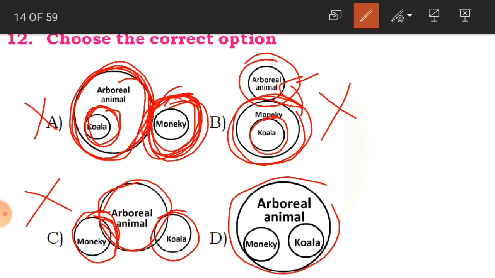And here, children, our big circle is named arboreal animal, and in that we can see two circles named monkey and koala, and this means that in the arboreal animal group, monkey and koala both can be named. In the sense, monkey and koala both belong to arboreal animals. So this is the right option. Clear, children? Arboreal animals means both monkey and also koala, both are animals which live on the trees. So like this you have to answer the Venn diagram questions.